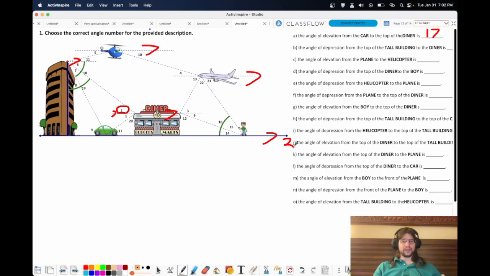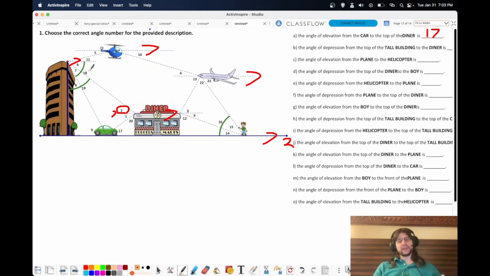All right, and then if we look at it, what's the other way around? What's the angle of depression? Do they ask that one? They asked for the angle of depression from the tall building to the car. What's the angle of depression from the tall building to the diner, though? Well, that's going to be alternate interior with this guy, so that's 6 right here. Okay, so the angle of elevation from the diner to the building is this angle 2, that's its name. And from the tall building, the angle of depression to the diner is 6. You can see they're the same. Supposed to be. Kind of.